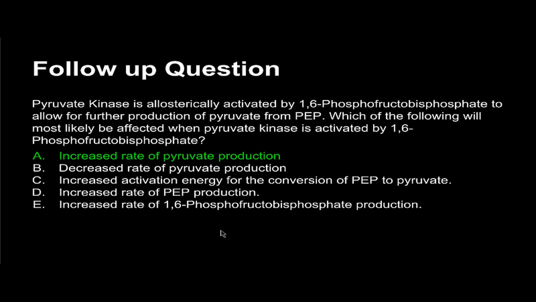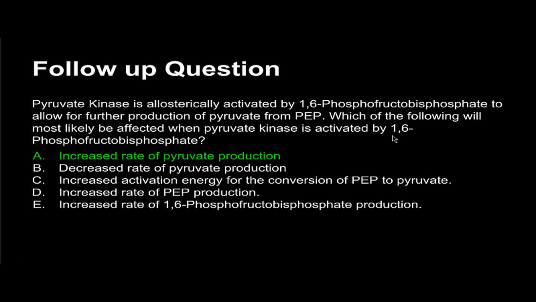So the answer to this is A, increased rate of pyruvate production. And I guess the key really here is not to get bogged down in some of the terminology. So we talked about pyruvate kinase in the first slide. And I said you'd see it again. And here it is. And really, what you have to understand is pyruvate kinase, like I said in the first slide, and you can kind of decipher here, it's an enzyme, okay? And the enzyme is being activated by this 1,6-phosphofructobisphosphate, which is not really important, okay? It's just activating the enzyme, all right?